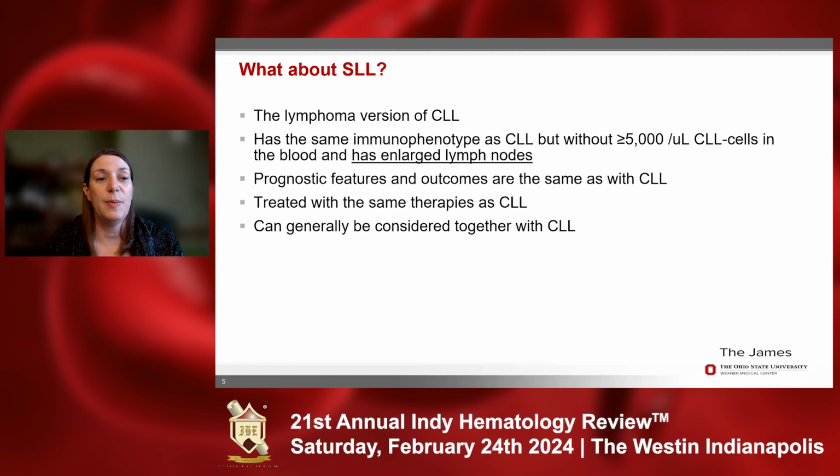But the specific definition of it is that CLL requires 5,000 of these cancerous B cells per microliter of blood. And if that threshold isn't met, but the person has enlarged lymph nodes, we call that SLL, or small lymphocytic lymphoma. For people who actually have less than that 5,000 CLL-like cells per microliter and don't have any enlarged lymph nodes, we call that monoclonal B lymphocytosis, or MBL. And this is actually considered a pre-malignant condition, so it's not a cancer.